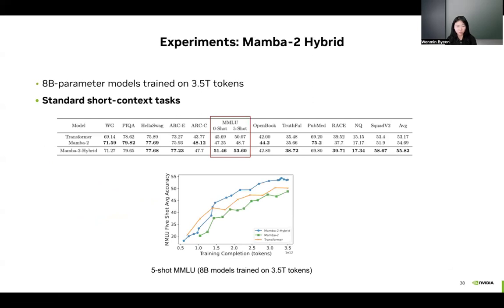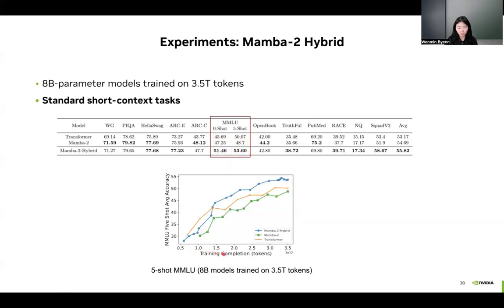Okay, so this is our performance comparison with the hybrid model on standard short context tasks. And you can see that MMLU is much better now, even better than transformer.